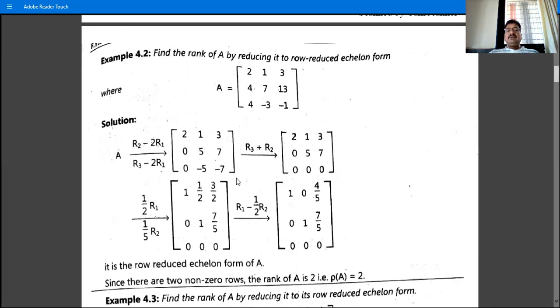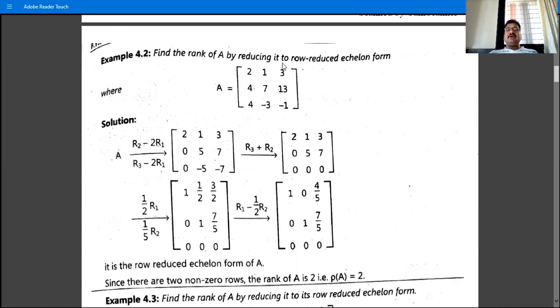We have 0. And then we have to reduce these elements, 2 and 5, to 1. So 1 by 2 R1, 1 by 5 R2. And then we have this matrix. And then we have to reduce this element, 1 half, to 0. So R1 minus 1 half R2. So this is the procedure.